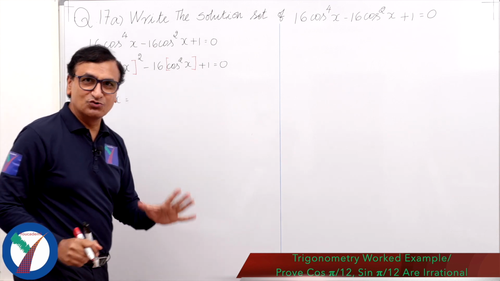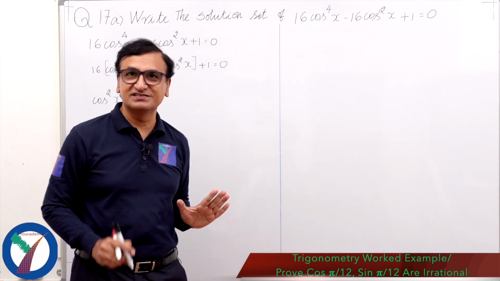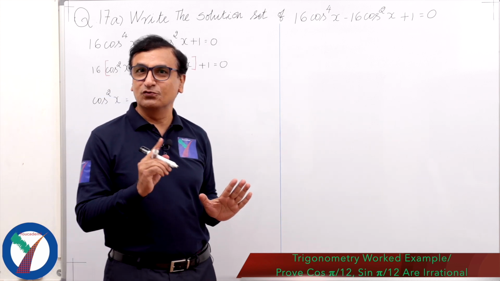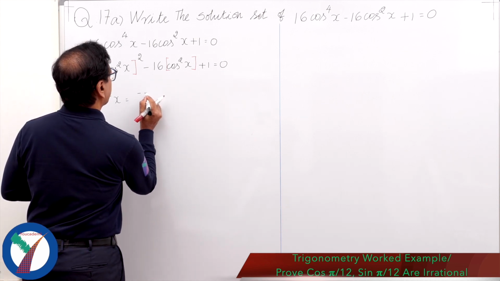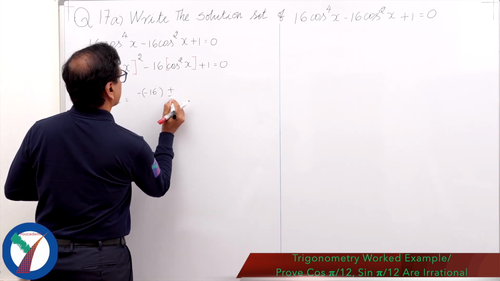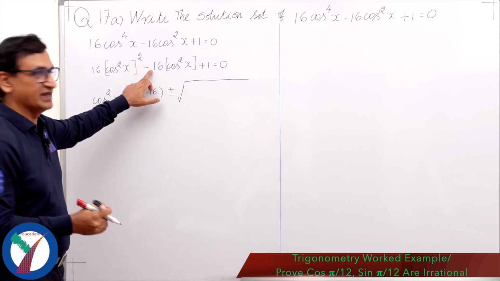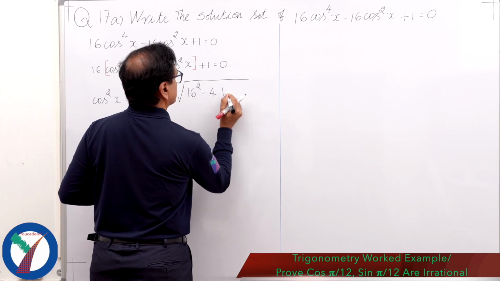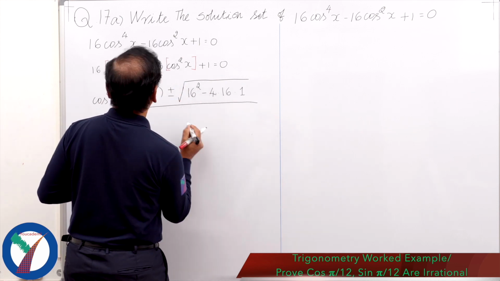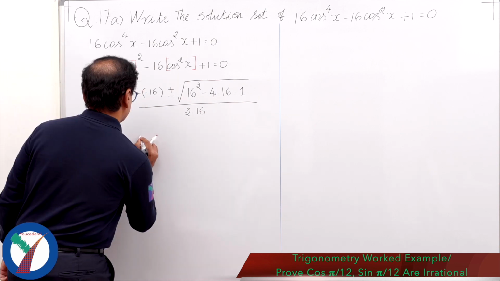Okay, now I'm going to apply the quadratic formula, that is, minus b plus or minus square root of b square minus 4ac, divided by 2a. So I have minus of minus 16, plus or minus square root of b square, that is 16 square, right? Let's simplify this.